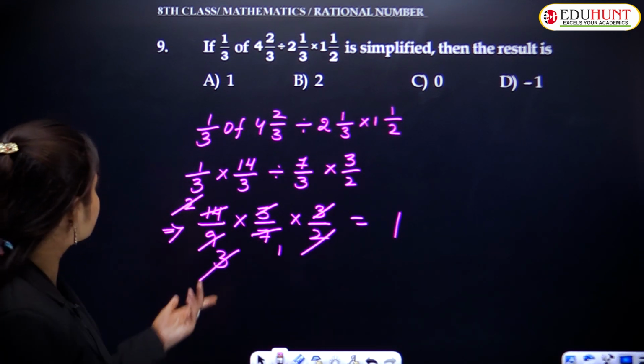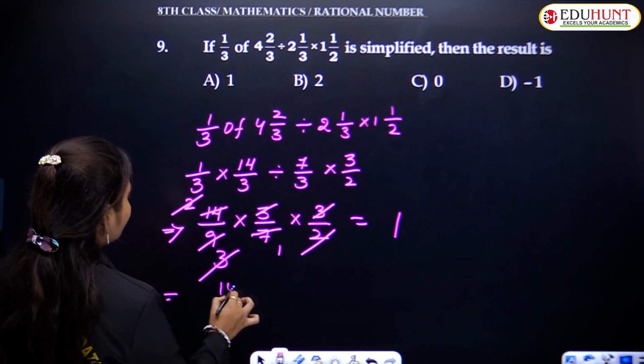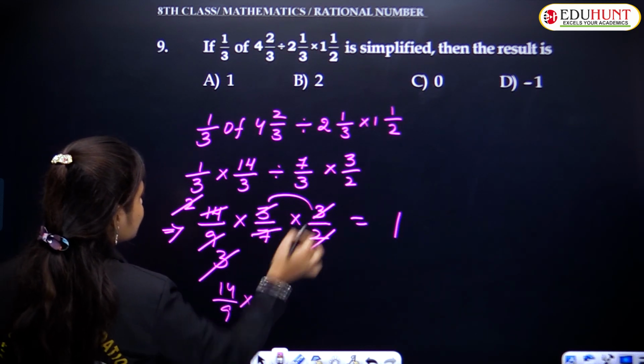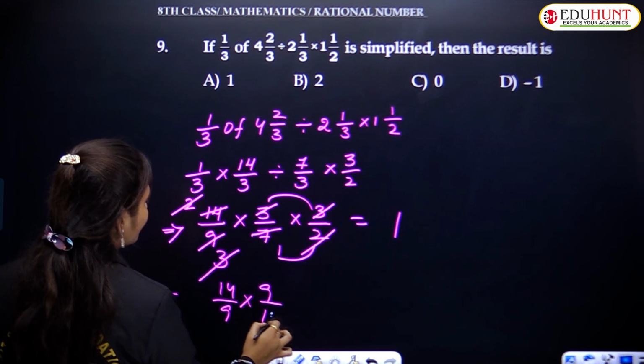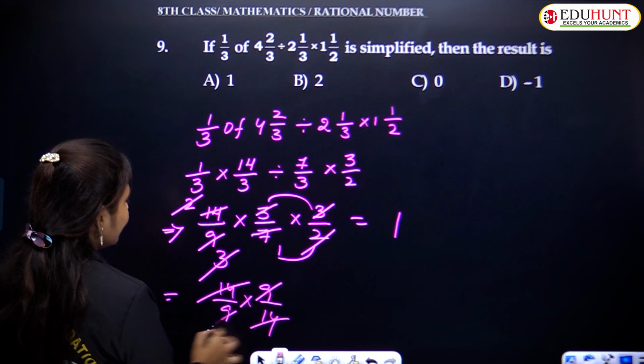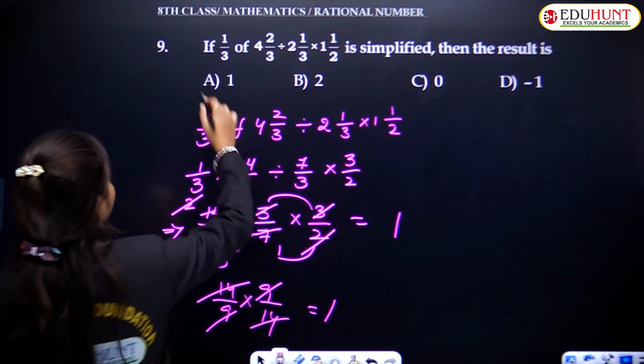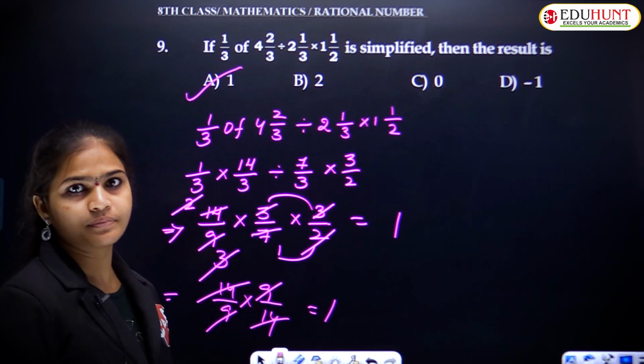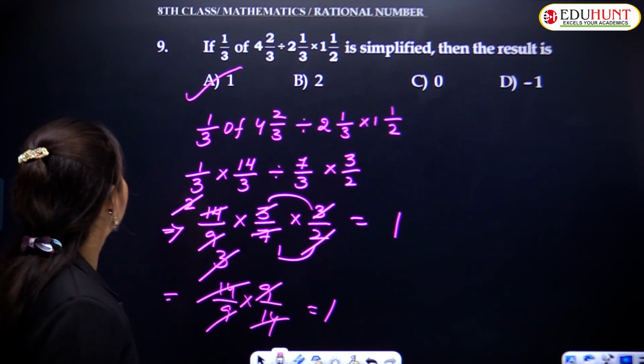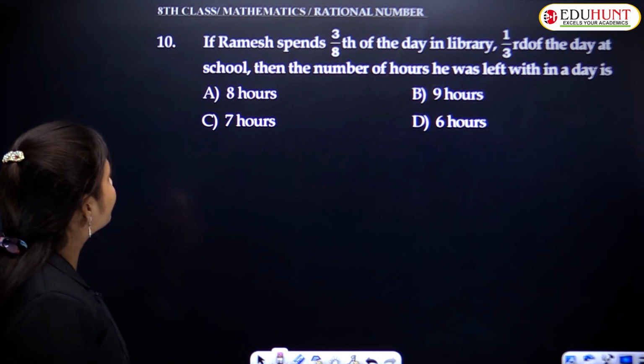Understand? Or else simply you can do 14 by 9 into 3 threes are 9 by 7 twos are 14. So 14 and 14 cancel, 9 and 9 cancel. So the answer is 1. Clear? So which option is true? Option A is true here. Clear to you? Yes. So let us see the next question, the 10th one.